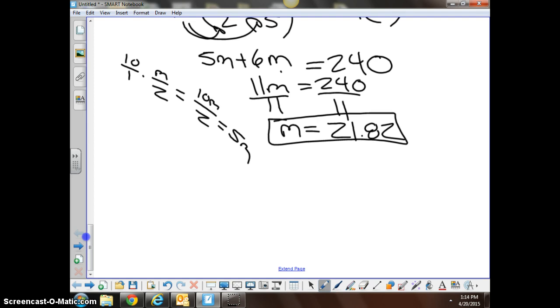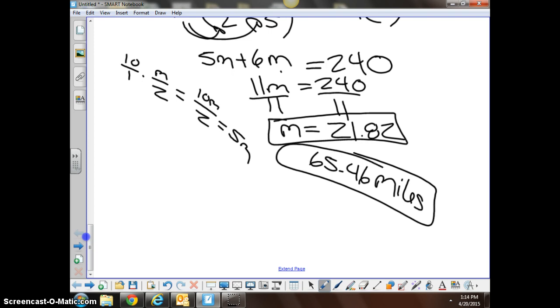Multiply that by what, everybody? 3. And you get what, Pranav? 65 and what? 65.46 miles. And this number is going to vary a little bit. If you didn't round this number, if it's 21.82779164, and you multiply it by 3, it's going to change this answer, right?